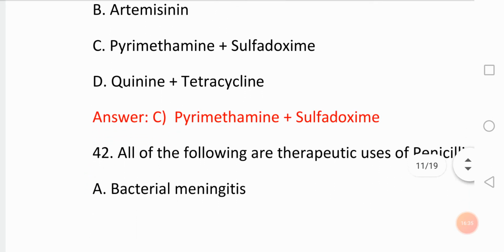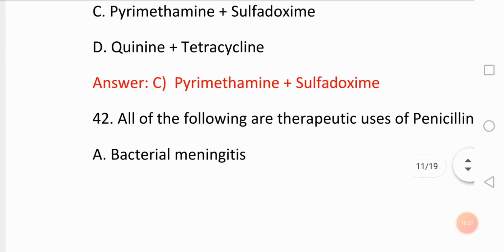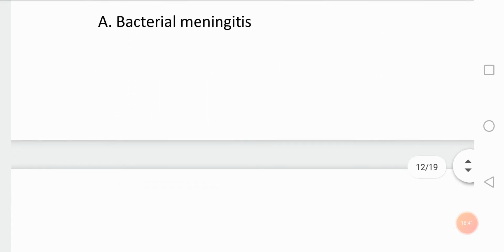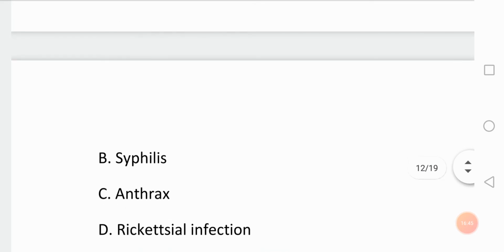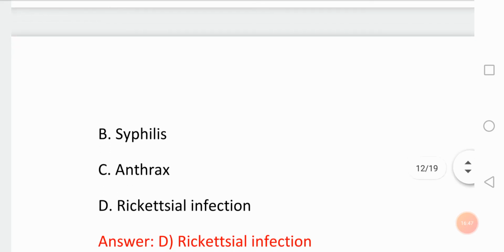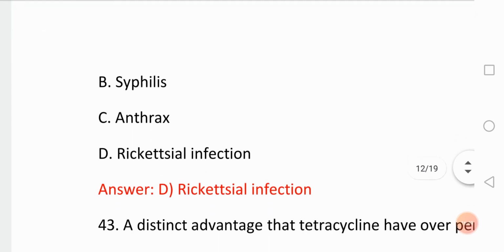Next question 42. All of the following are therapeutic uses of penicillin except A. bacterial meningitis, B. syphilis, C. anthrax, and D. rickettsial infection. And the answer is D, rickettsial infection. Penicillin G is given in bacterial meningitis, syphilis, and anthrax.